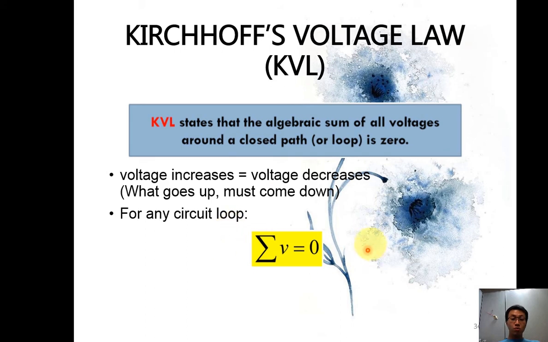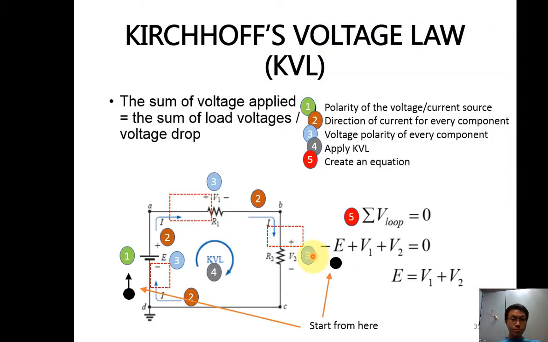For any circuit loop, we put it in mathematics. This sign means sum. So I add up all the voltage, it must be 0. So how to implement the Kirchhoff law? Yes, like this. The sum of all voltage applied must be equal to the sum of the load voltages. How to do that? So first, I have one circuit.